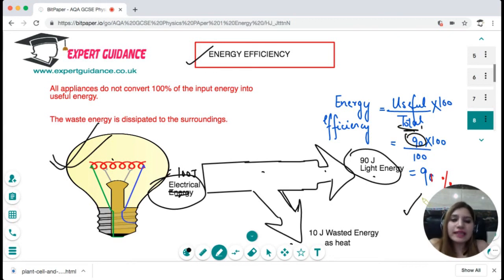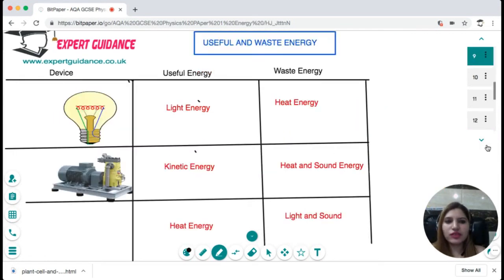So in the exam, they can give you the total energy and the efficiency and ask you how much is the useful energy, or they can give you the useful energy and waste energy and ask you how much is the input energy. So always remember, input is equal to the useful and the waste energy, okay? And for energy efficiency, you will be taking useful energy divided by total times 100. Okay, so I hope this concept of energy efficiency is clear to you.